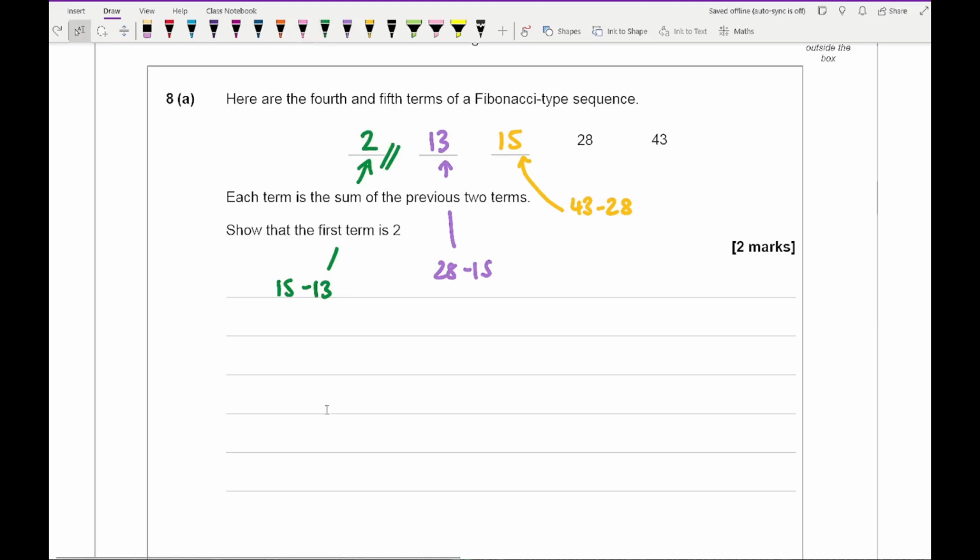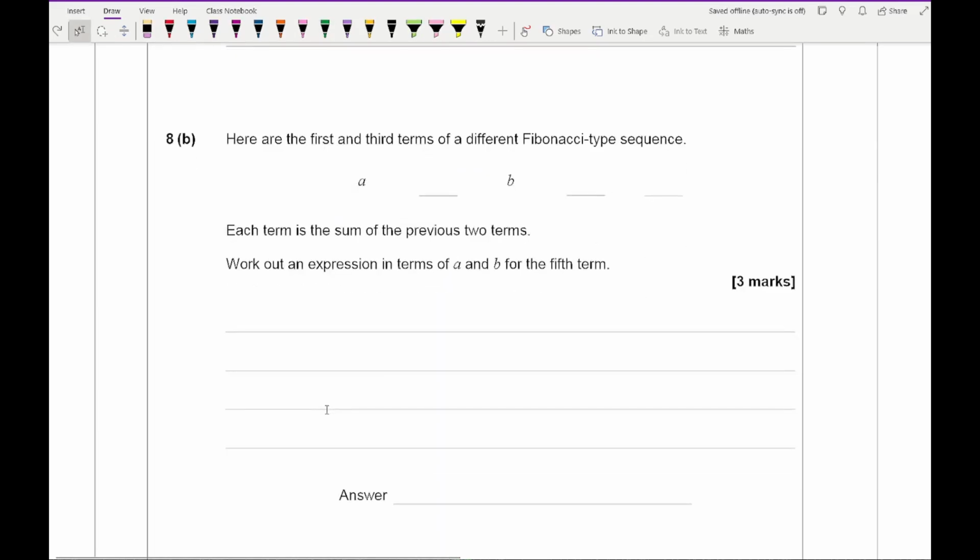And there we go. Moving on to 8b, it says, here are the first and third terms of a different Fibonacci sequence. Each term is the sum of the previous two terms. Work out an expression in terms of a and b for the fifth term. So what I'm wanting is this. Well, using the same technique as we did in part a, we can see that this one here is going to be b minus a.